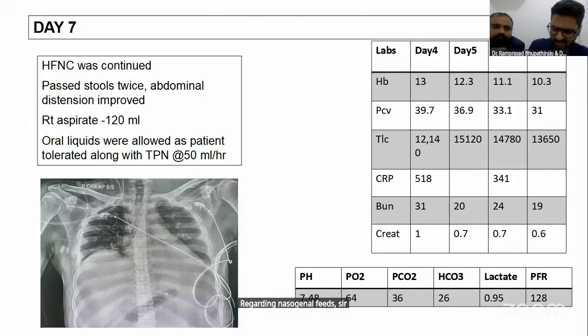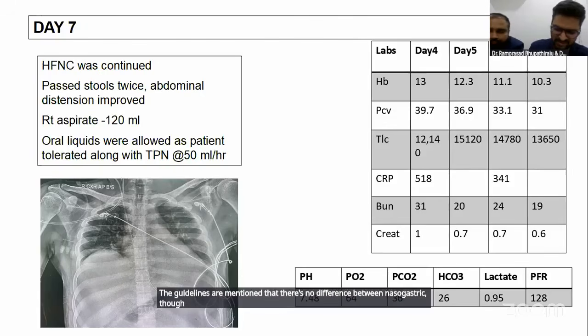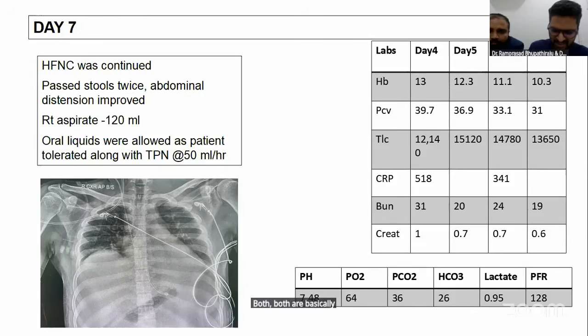Yeah. The guidelines have mentioned that there is no difference between nasogastric and nasojejunal, though there is a theoretical advantage because it bypasses the pancreas, that prevents the stimulation of the pancreas. But they suggest both are basically the same, sir. Whether nasogastric or nasojejunal, anything can be started, sir.